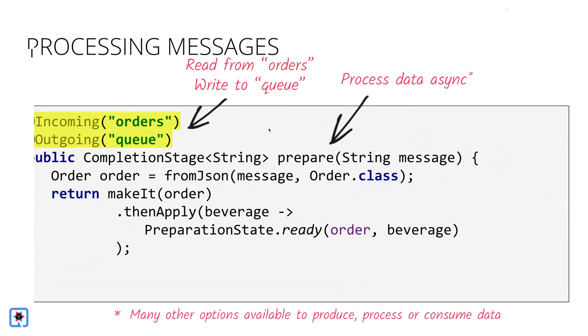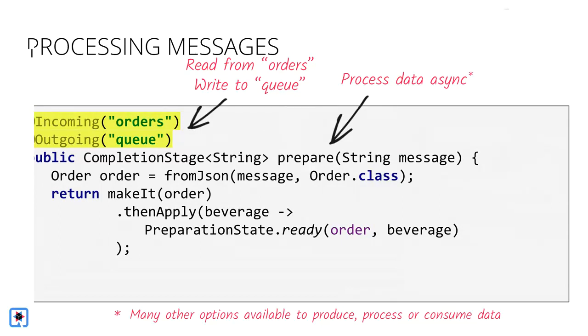And here, this method prepare is called for every message that has been sent on the orders channel, and is doing some asynchronous processing on it, because preparing some coffee takes some time.